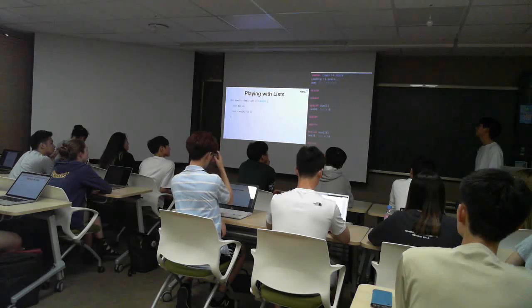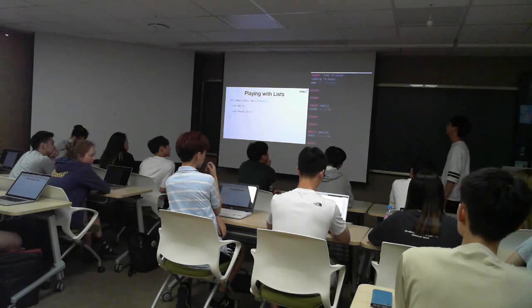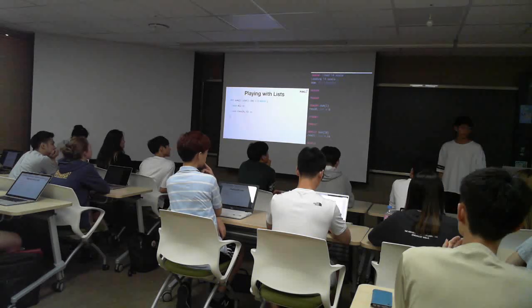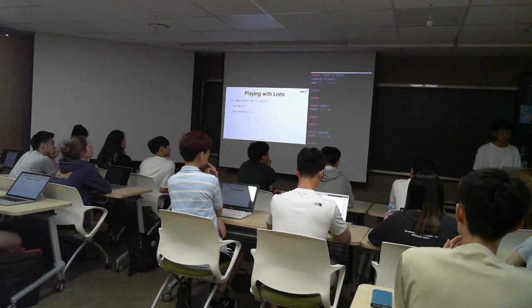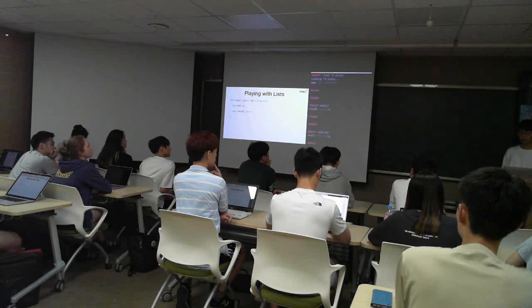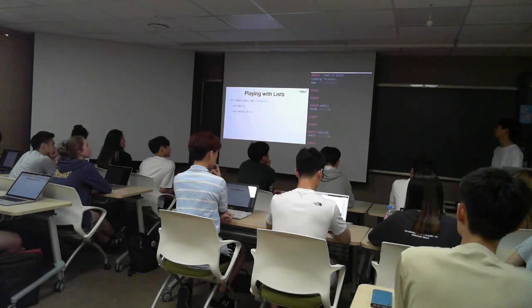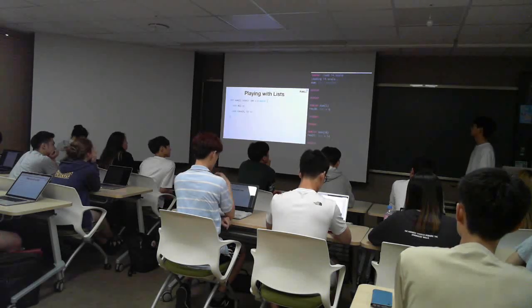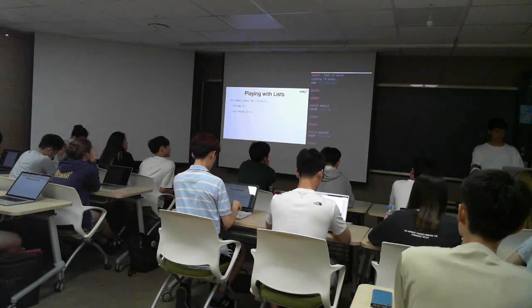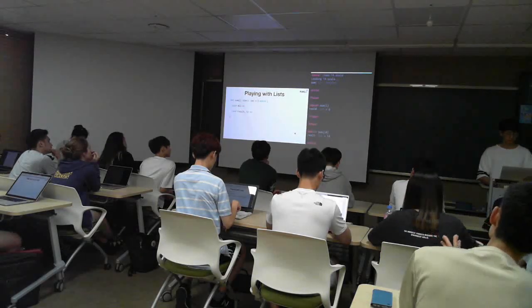This. So, list l contains 1, 2, and 3, so the result is 6, which is 1 plus 2 plus 3, and because l0 contains 2, 3, 4, and 5, the result is 14, which is 2 plus 3 plus 4 plus 5. The sum function works well.